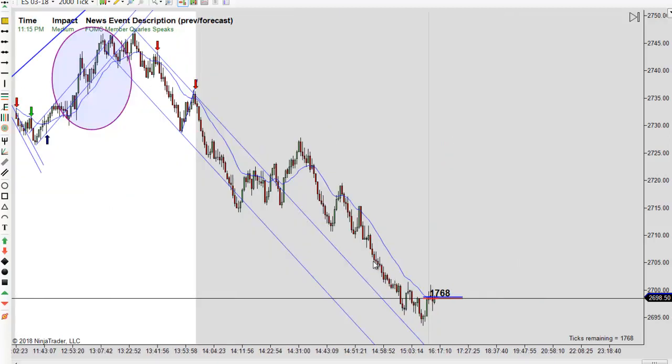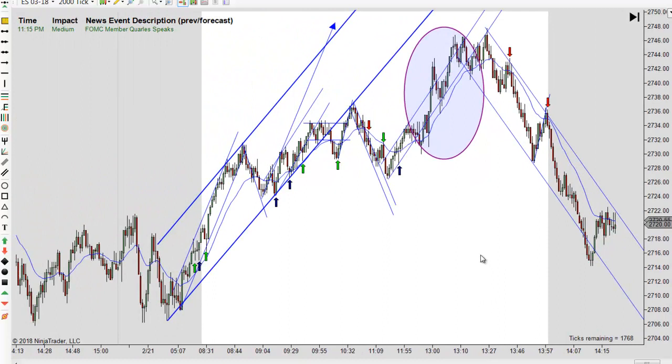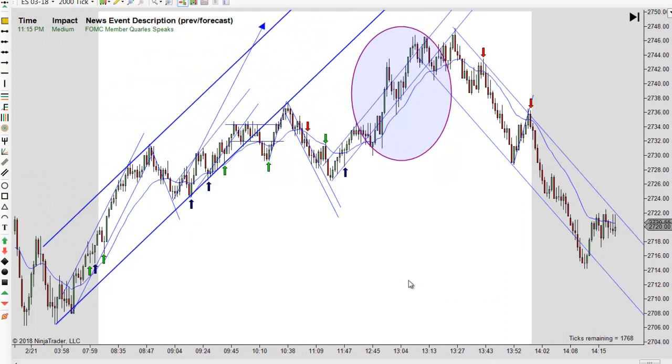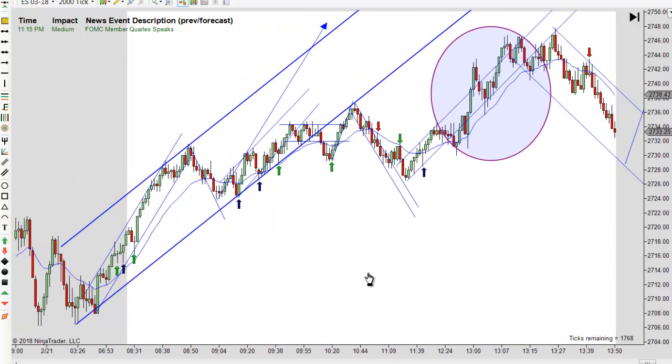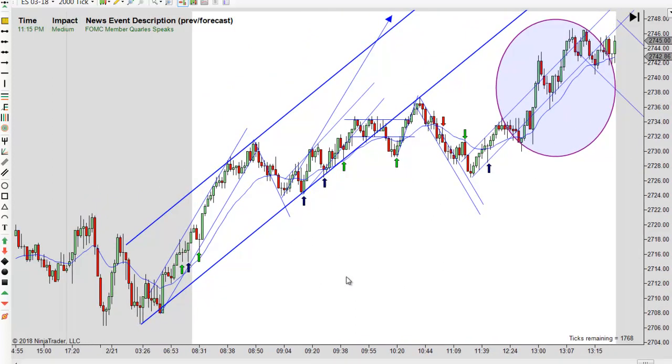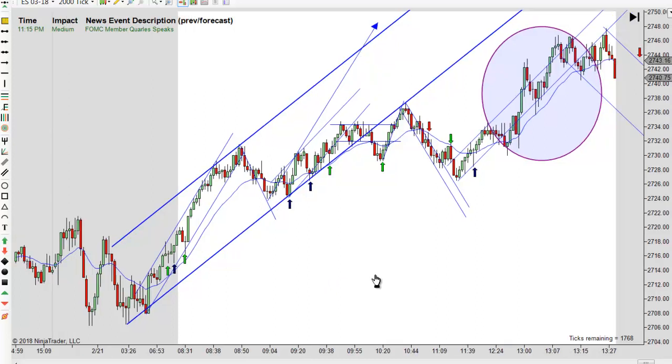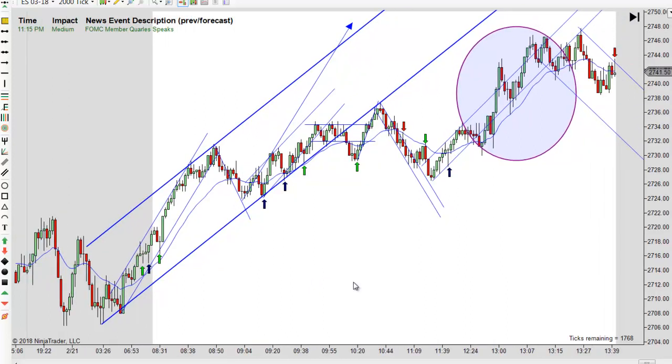This is what I'd call a reversal day. It started out as a strong trend, and then by the end of the day, something changed, and the market reversed and headed the next direction. So this is definitely not a range day.